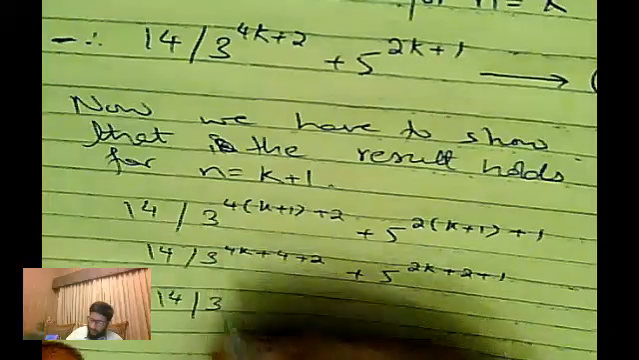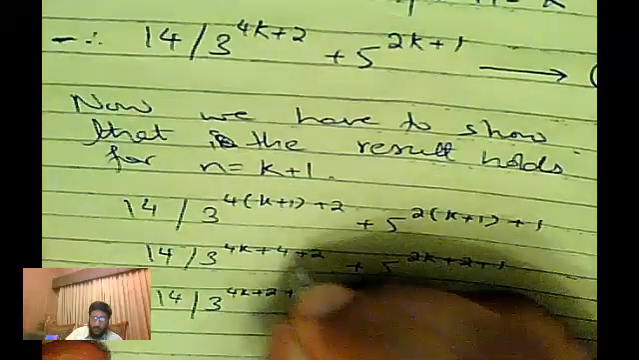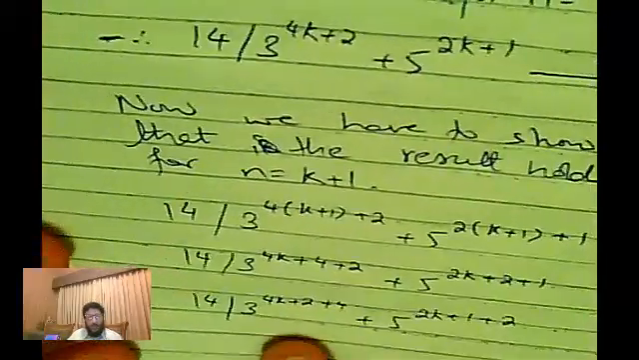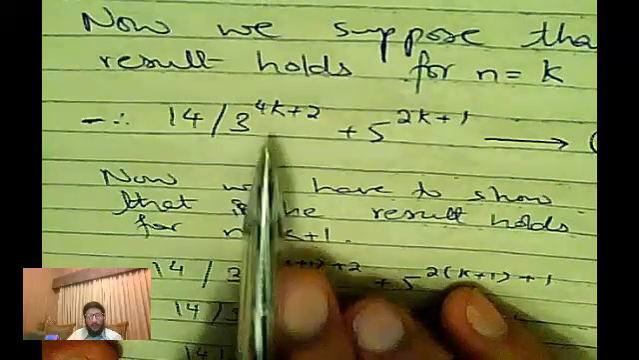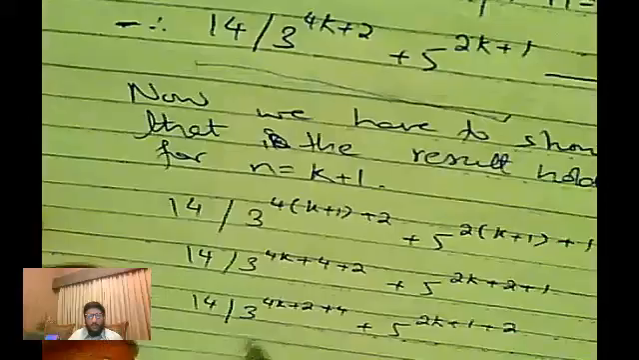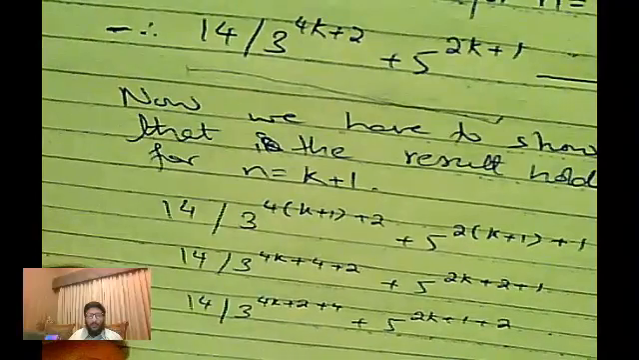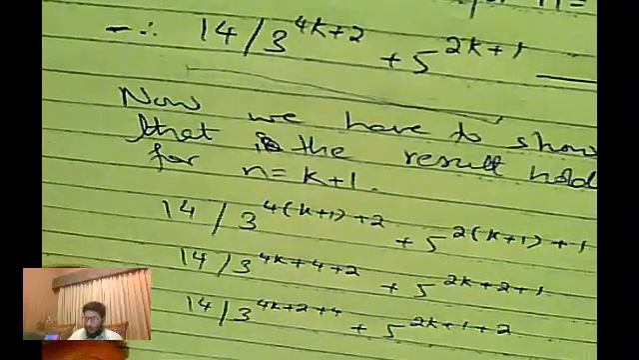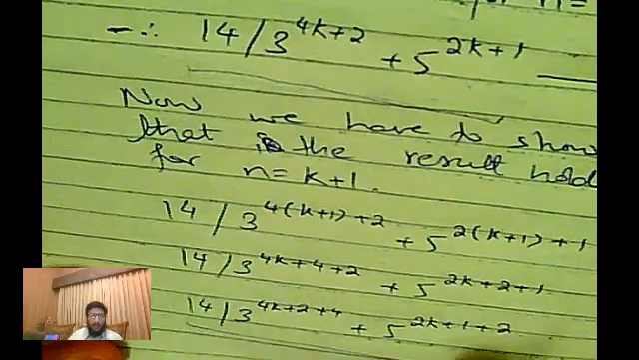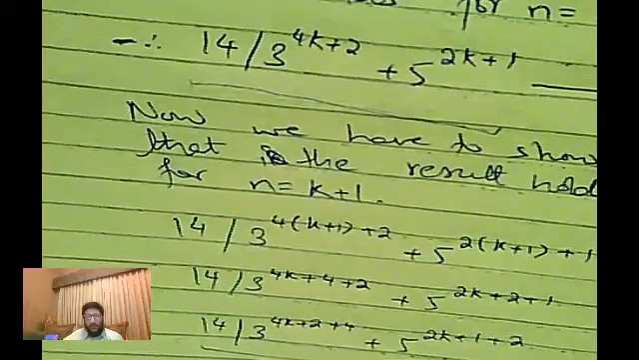Then 14 divides 3 to the power 4k plus 2 plus 4. We just use the commutative property on the powers, the exponential functions. 5 raised to the power 2k plus 1 plus 2. Now, why did we do this? To have this expression. We know that we have supposed that this holds true. So somehow we will extract this information out of this one. So basically half of our burden will be easier.